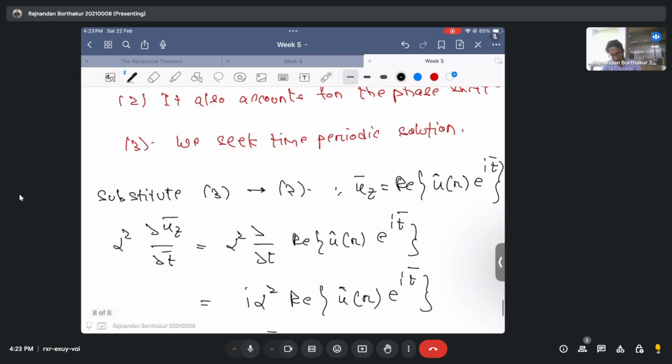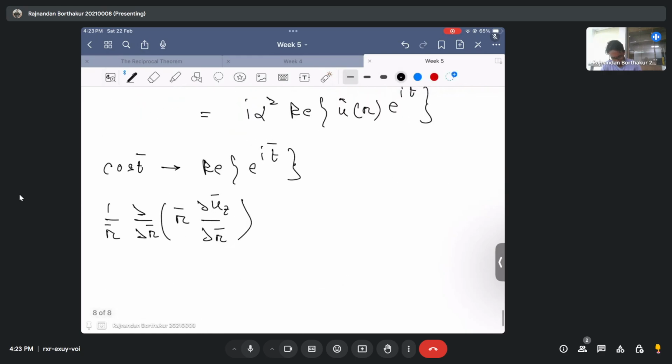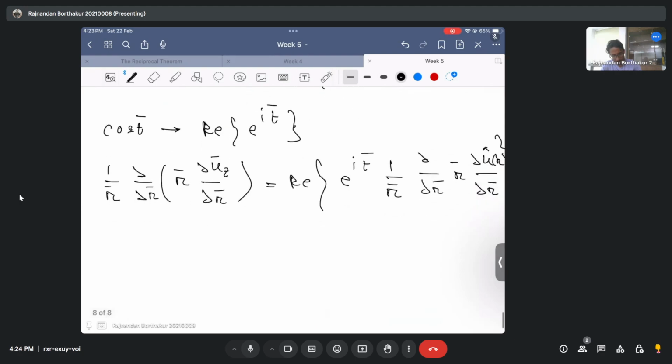And if I now substitute this form here, it will be the real part of e power i t bar, and then 1 by r bar del r bar of r bar times del u hat of r bar by del r bar. I hope you are with me on this. It's just the substitution that I'm doing here.